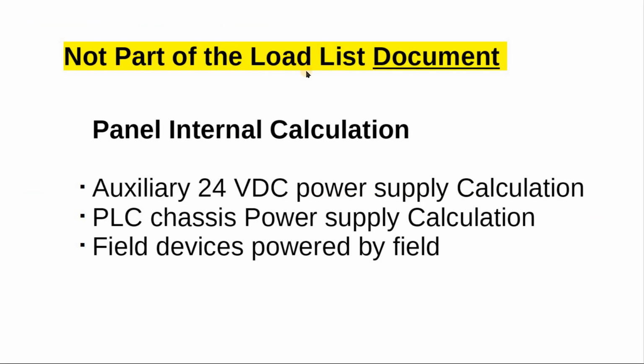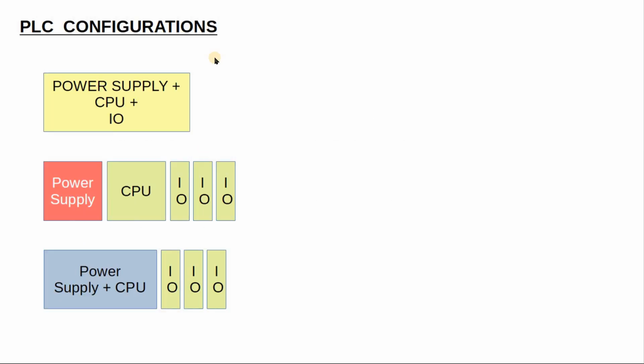In this document, which we now call the load list, we will not include any internal calculation. The electrical discipline doesn't need to know anything about how we calculate the 24 volt or how we do our internal calculation. Now we will talk about PLC configurations.